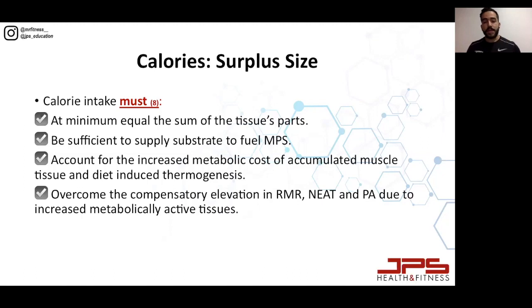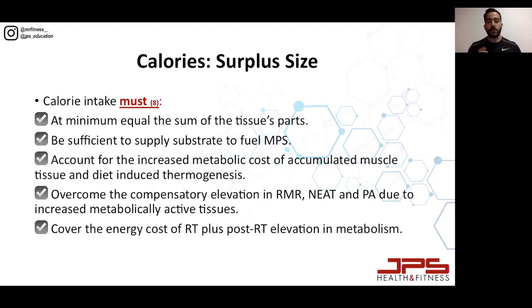The calorie surplus must also overcome the compensatory elevation in total daily energy expenditure. Okay, so generally when individuals overfeed, their total daily energy expenditure may rise slightly, and we're going to talk about that later. There is definitely inter-individual variability when it comes to the degree of rise in total daily energy expenditure, and we need to take that into account with our calorie surplus.